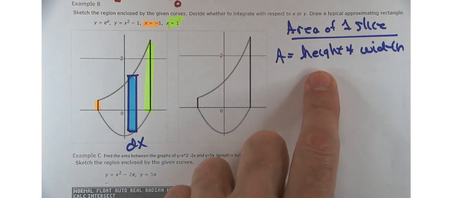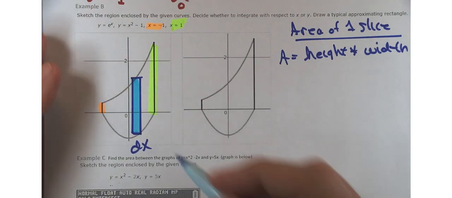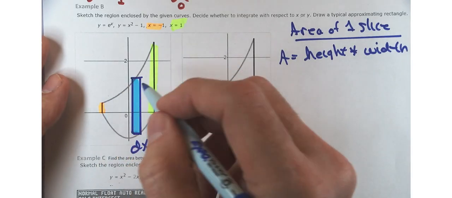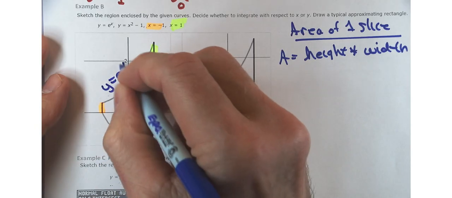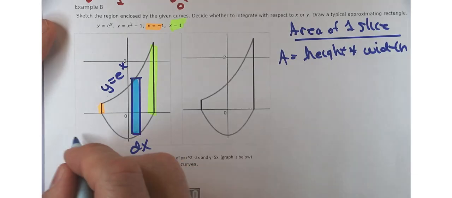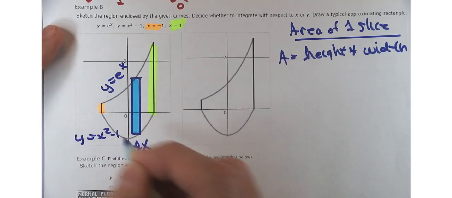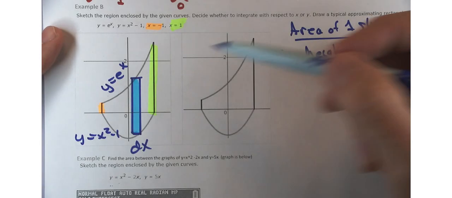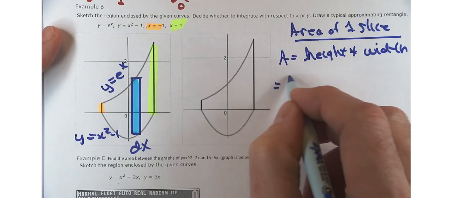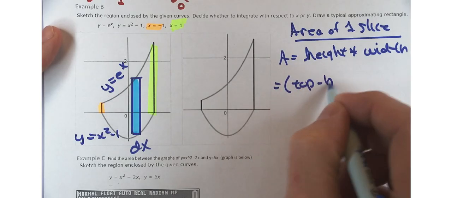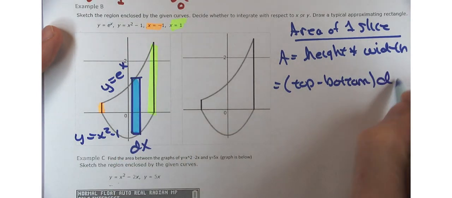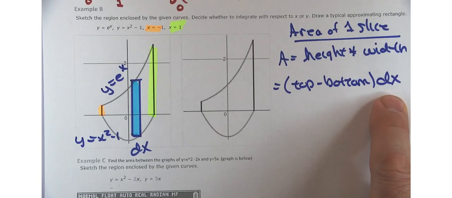What's the height? How am I going to calculate the height? And by the way, which curve is this? This top one. Yeah, that's y equals e to the x. The parabola shape is down here. y equals x squared minus 1. So the height is just going to be the top minus the bottom. Okay. So top minus bottom times the width. The width is dx. We're taking a dx slice there, so let's put that in right away.